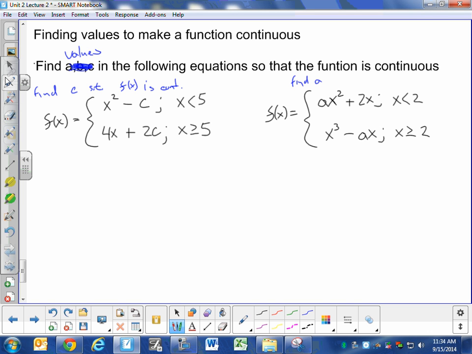Okay, doesn't matter what c is. I know x squared minus that c value is continuous. Same with 4x plus 2c. That's going to be continuous. But we need this piece on the top to meet up with this piece on the bottom, where we switch from being defined with this guy to being defined with this guy. Or I need this top piece and this bottom piece to equal each other at 5.